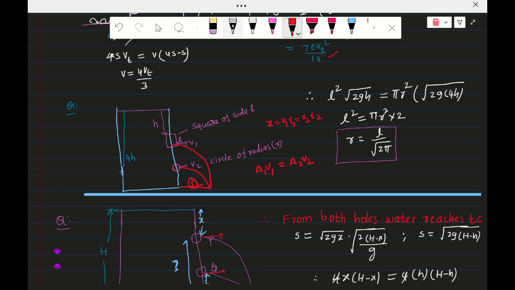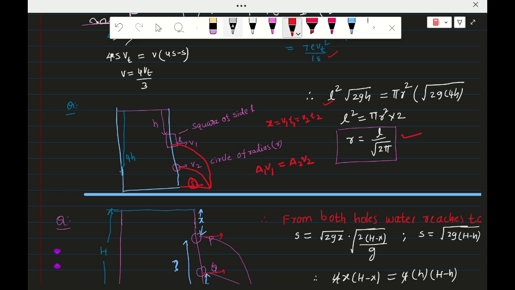But here they are asking what is the relation between R and L. They are going to ask about R and L areas. So now we know A1, V1. A1 means here the area of the square hole, L square. V1 equal to, according to Bernoulli's principle, we will get root 2gH when we are neglecting the dH by dt. That means the velocity of the free surface water.